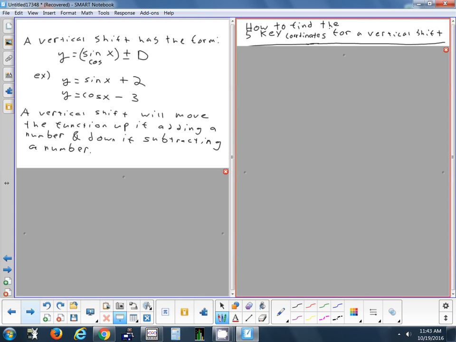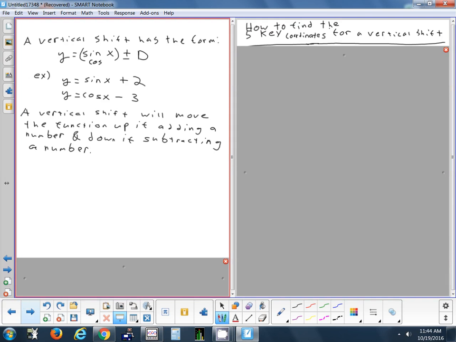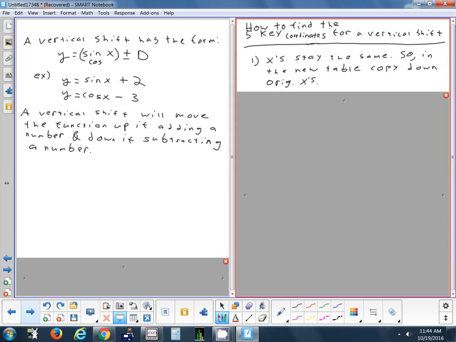All right, so before we can graph, we just have to figure out where those five important coordinates are going to move, how they're going to move. So we're going to start with the original table, and one of the columns will stay the same. If you shift up and down, what values are going to change? Yeah, we're changing the y values again, because we're going to move up or down. So again, the x's stay the same, and whenever they can stay the same, that's a good thing, because we don't have to deal with pi's or fractions or common denominators.